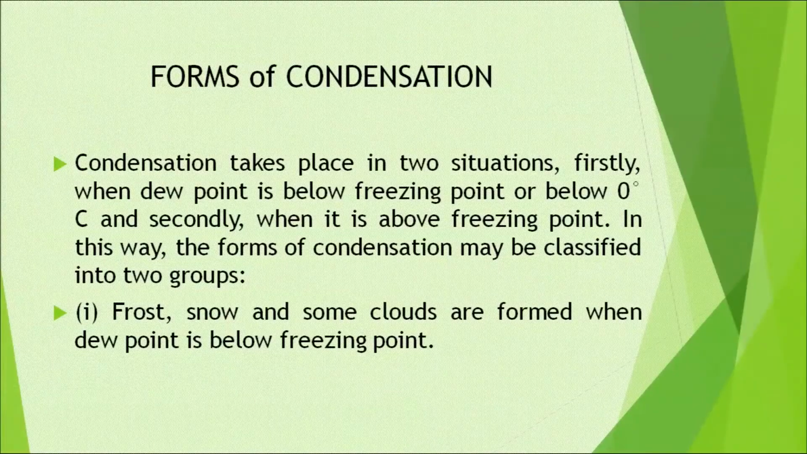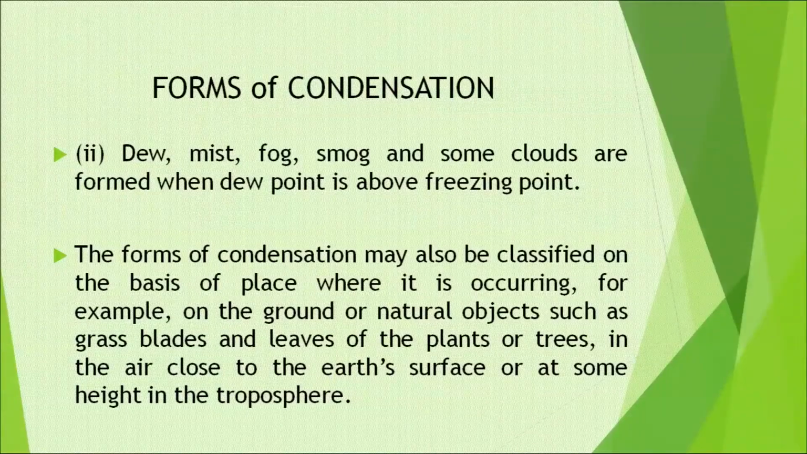Now, what are the forms of condensation? Condensation takes place in two situations. Firstly, when dew point is below freezing point or below 0 degrees Celsius. And secondly, when it is above freezing point. In this way, the forms of condensation may be classified into two groups. First, frost, snow and some clouds are formed when dew point is below the freezing point. Secondly, dew, mist, fog, smog and some clouds are formed when dew point is above the freezing point.